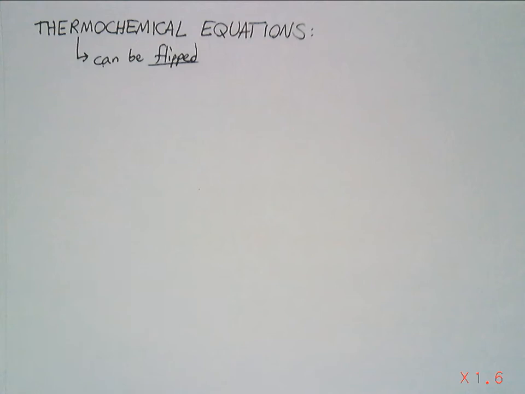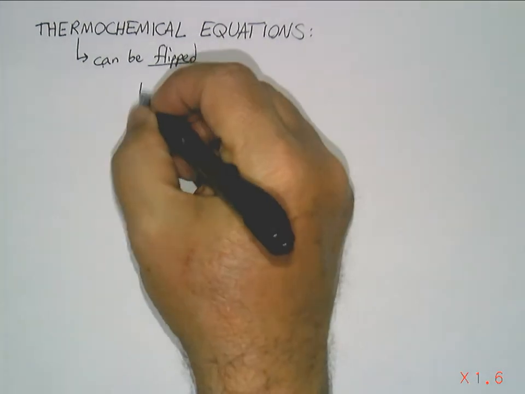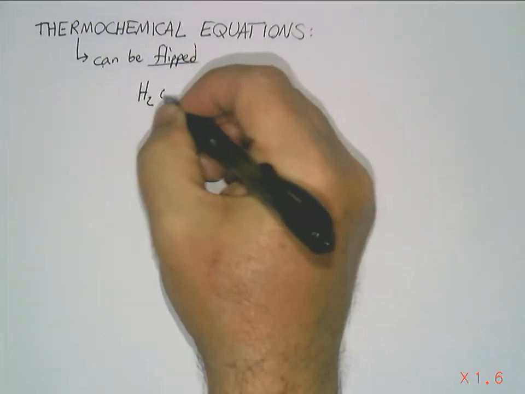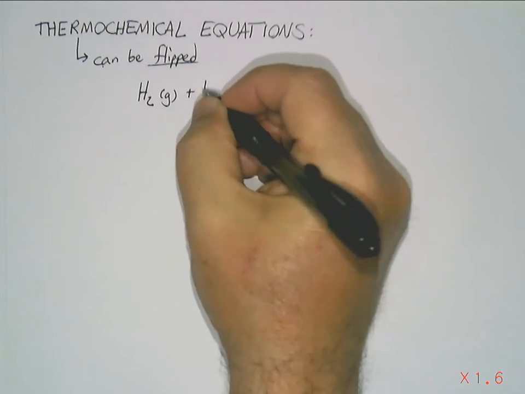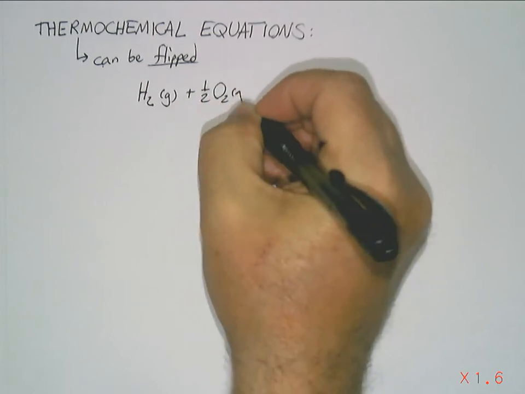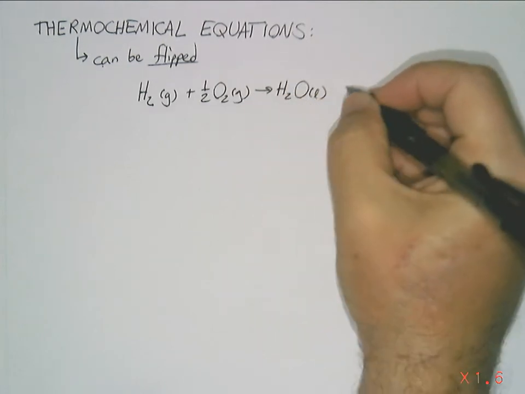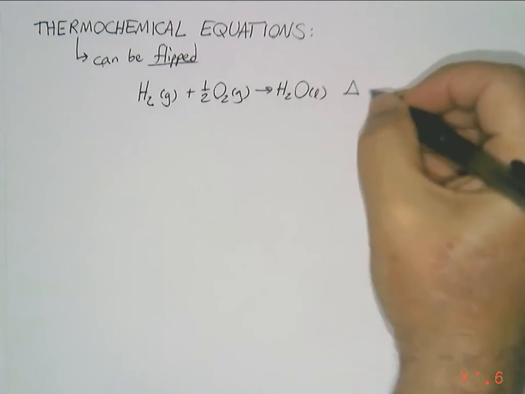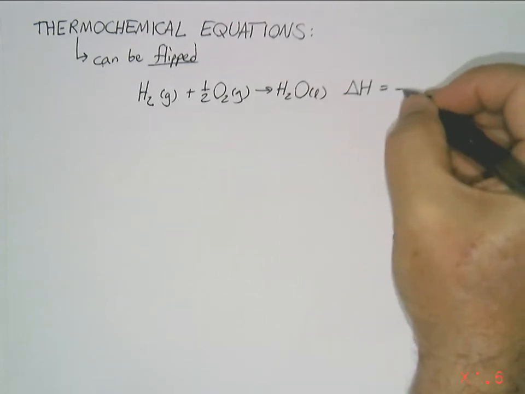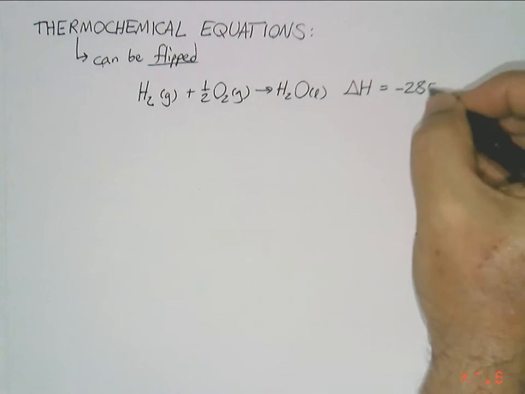Let's look at what we can do with these thermochemical equations. One of the most useful things that you can do is predict how much energy is going to be absorbed or released by a chemical reaction that is very difficult to do in the lab. For example, let's take the formation equation for water that we were looking at a little bit ago. Now, this is a fairly easy equation to measure in real life.